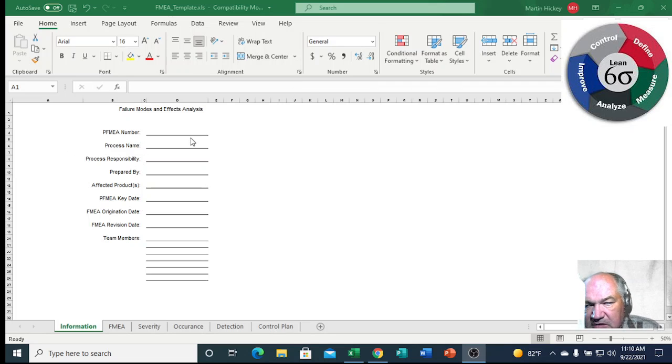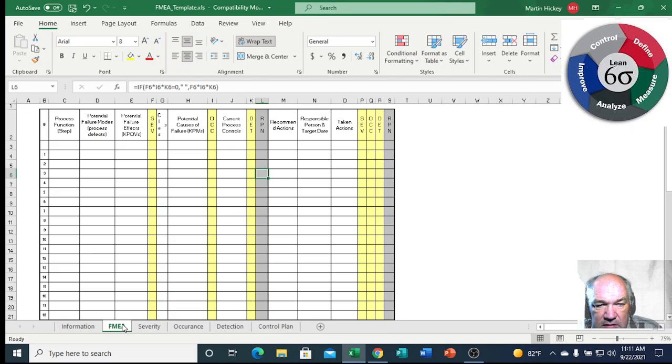Identify, based on your organization and how they're going to work it, what PFMEA this is, which one this is going to, what process it's a part of, who's responsible for it, and who's preparing it. So this is your administrative information that you have to put into it. Then you get into the actual PFMEA itself.